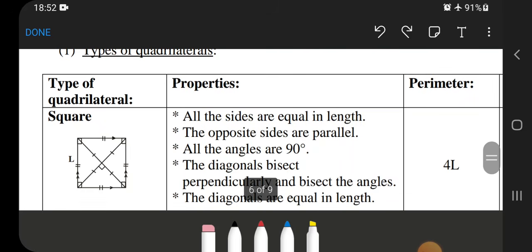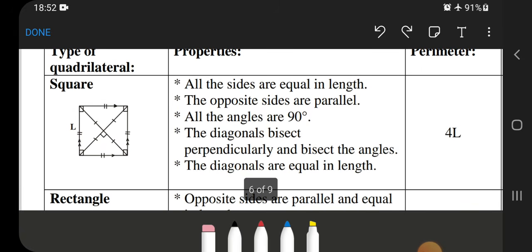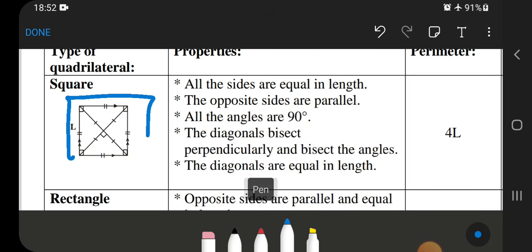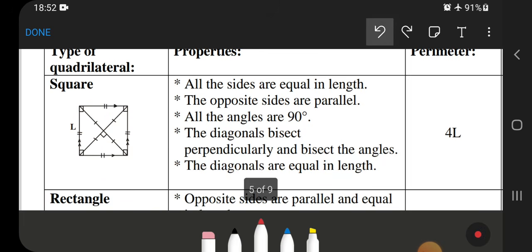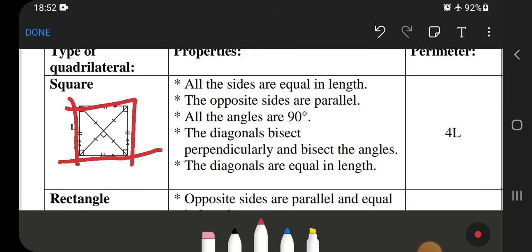Types of quadrilaterals. We have a square, meaning in a square, always in a square, all the interior angles are equal to 90. Okay, so this one they bisect, meaning we get vertically opposite angles there. Remember guys, I told you, you see these things everywhere. All the sides are equal in length, so this one is equal to this one, equal to this one, equal to this one. All the sides are equal in length.